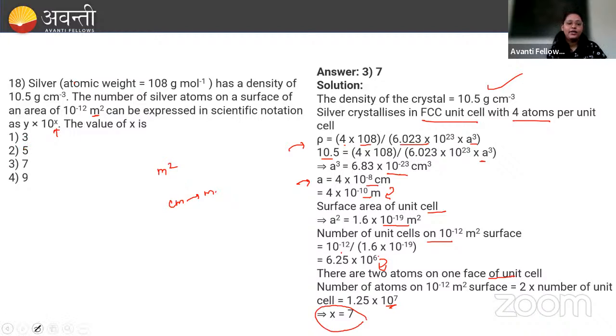Yeah, are you getting this? Different type of question. The way of asking is very, very different. What is the value of X? It is 7. Did everyone understand? This is the way we need to find out the value of X.